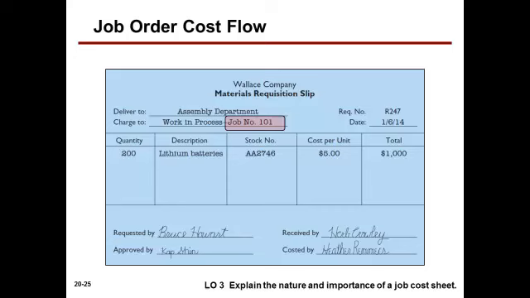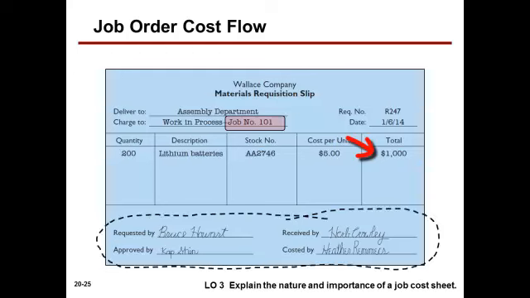Here's an example of a completed materials requisition slip for direct materials. We know that because it's going to go into the work in process account. Job 101, 200 batteries, total cost of $1,000. These material requisition slips are to be controlled only as requested and approved, received by the production department, and later used by the accounting department to post this cost to the job cost sheet for job 101.